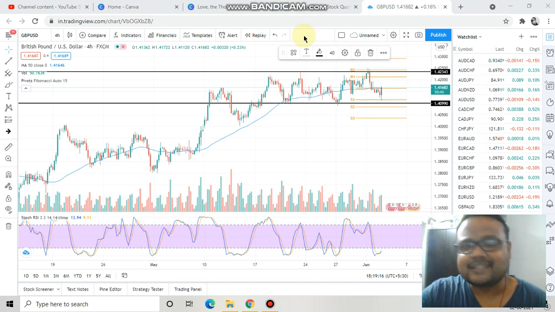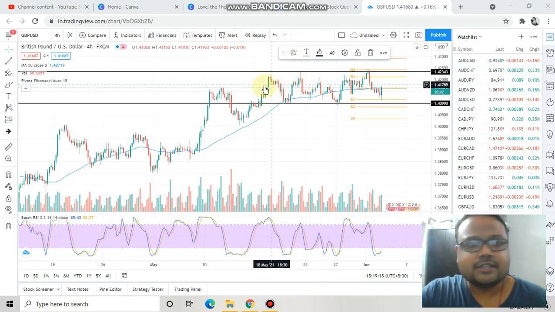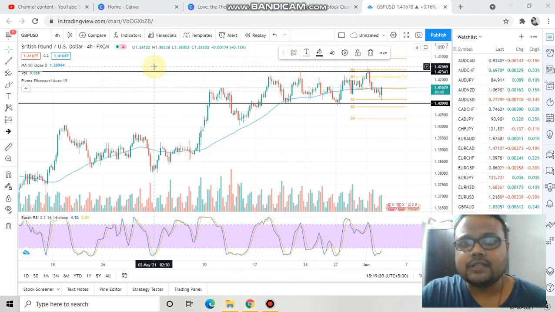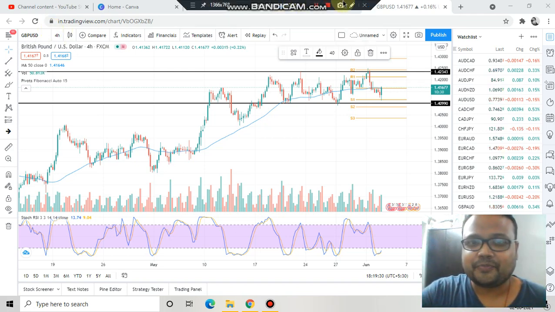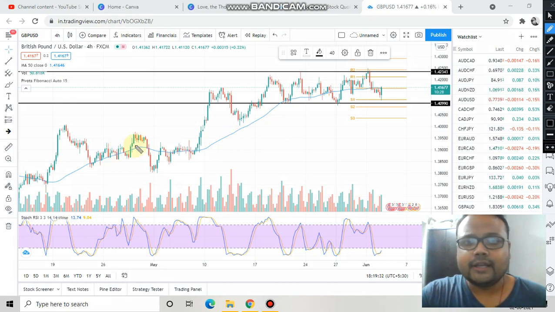So let's get started. This is the chart of GBP USD, and as you can see, I am in the 4 hours time frame, the beloved 4 hours time frame of the Forex world, and my personal favorite too. So let's do the analysis first. If we look at the chart, we can easily see that the market is in an uptrend.